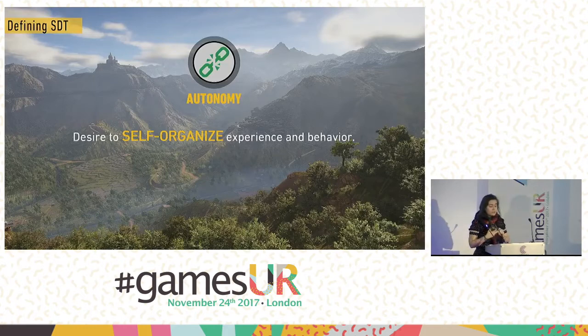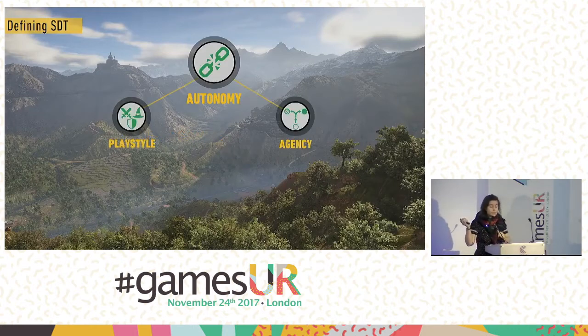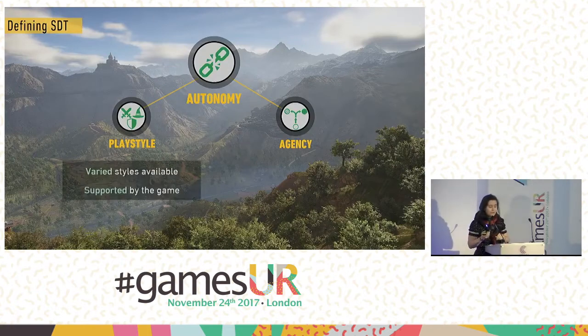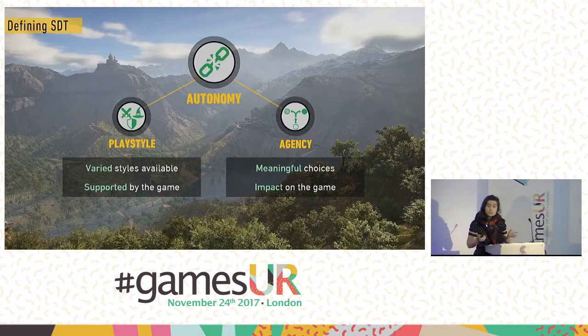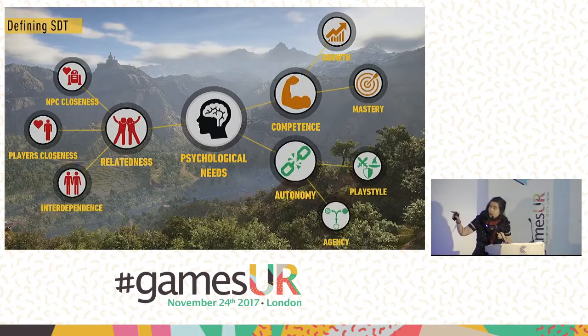Autonomy is more about the desire to self-organize experience and behavior. A bit tricky, so we split it again in two parts, which are playstyle and agency. For playstyle, I think I won't teach you anything here, but it's more about offering varied styles within the game, and being sure that all these styles are supported by the game. And agency is more about having a variety of choices within the game, and that these choices are meaningful. When I take the decision to take one choice or another, be sure that these choices have an impact on the game. So to summarize, the entire model is right here.